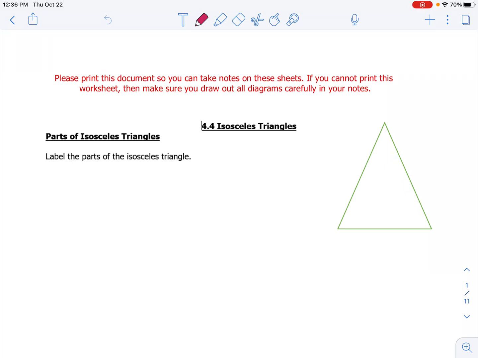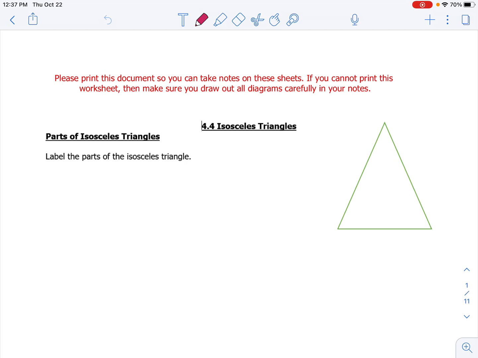So today you're going to take some notes on section 4.4, isosceles triangles. And I have a document on Schoology that has these note frames already printed. So feel free to print out those sheets so you can take your notes on them. If you cannot print this worksheet, then make sure you draw out all diagrams carefully in your notes.